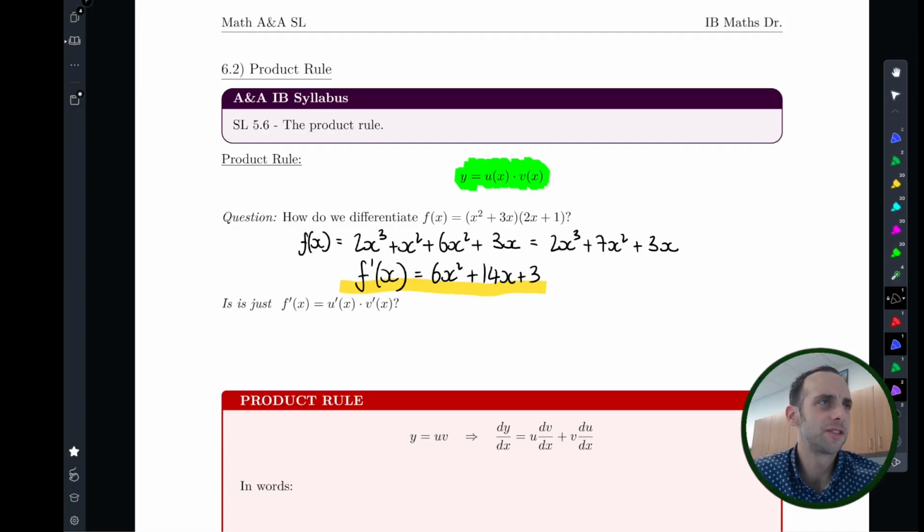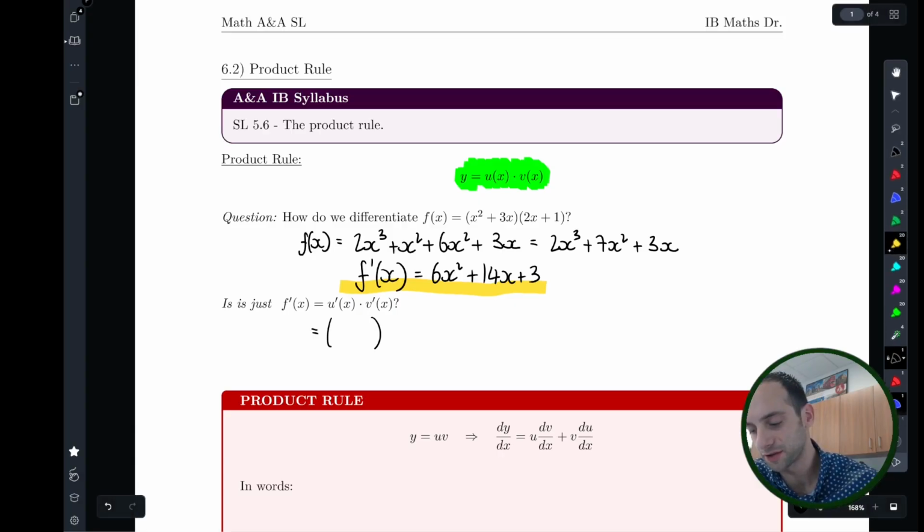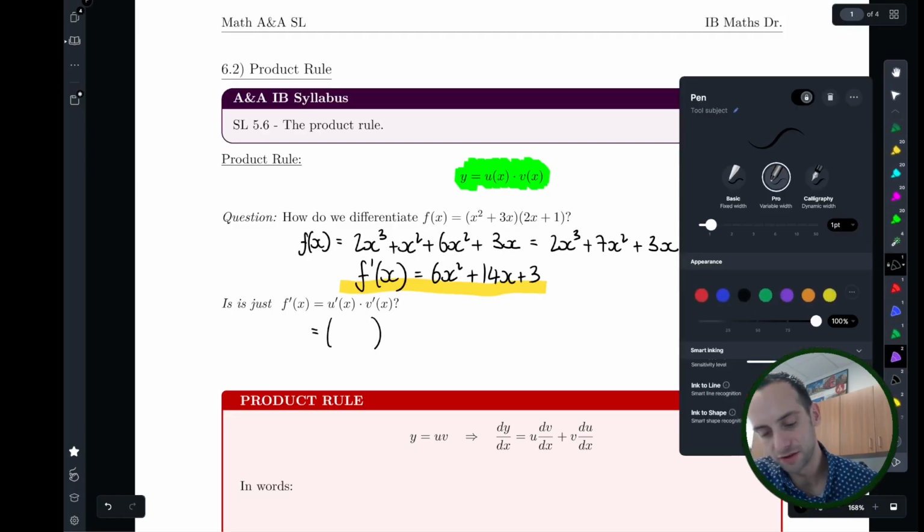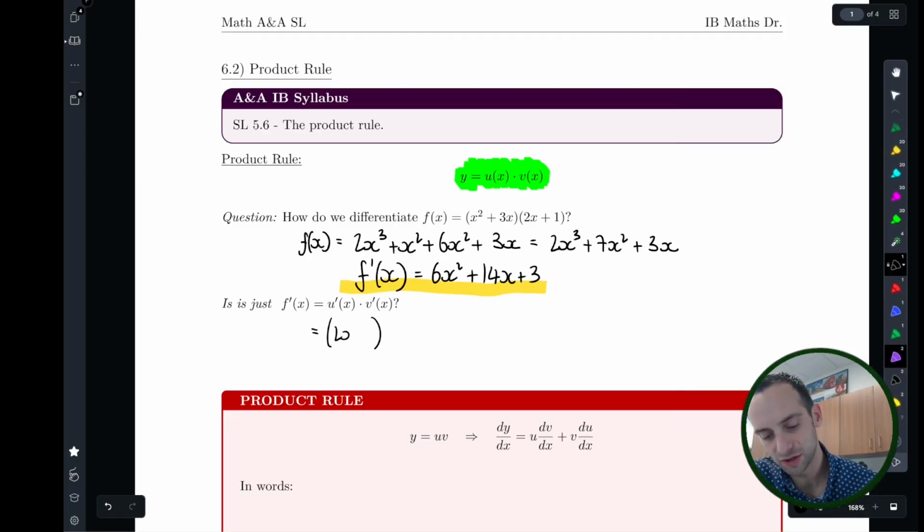So the reason we're doing this is to try and answer this next question, which essentially says, is the derivative of a product just the derivative of the two components of the product? So can we just prime the first function and prime the second function? Okay? We're going to explore here what that would look like. So u prime, that would be the derivative of the first function. The first function is the x squared plus 3x. The derivative of that would obviously just be 2x plus 3, and then the derivative of the second function, well, that would just be a 2.